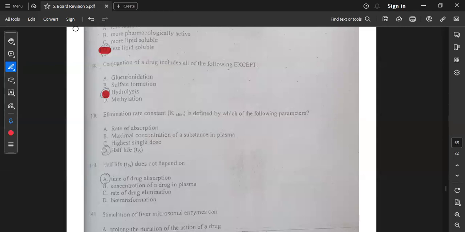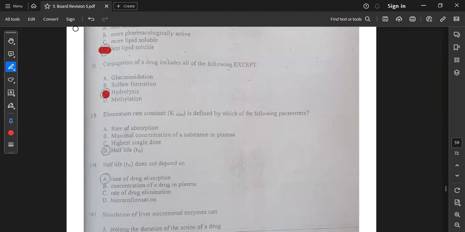For sulfate formation, the donor is 3' phosphoadenosine 5' phosphosulfate. So it's the PAPS, yeah? Yeah, phosphoadenosine phosphosulfate, and the enzyme is sulfotransferase.